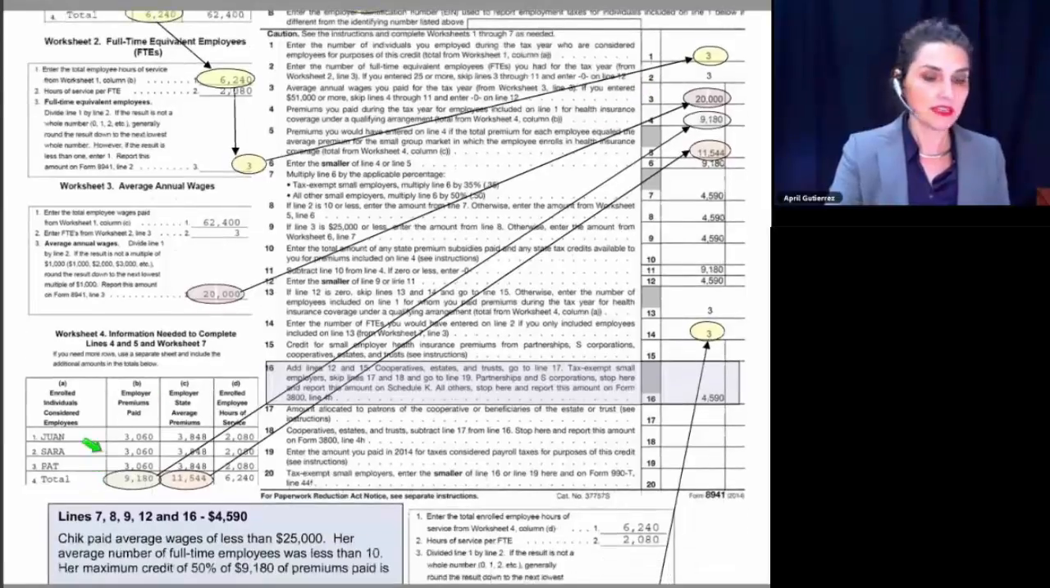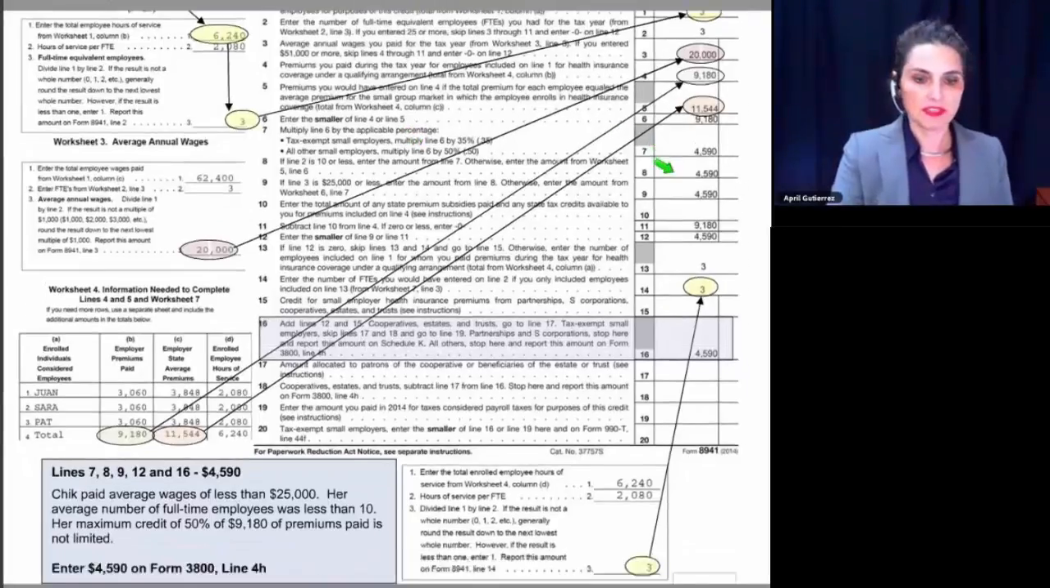So the next step is to actually figure out how much she paid in premiums. It's $9,180. She enters that on line 4. She then looks up the state average for premiums paid in her state, which is a higher number. So she's not going to be limited by the state average for her state. And then the next step is to multiply by the applicable percentage, which in her case is 50%.